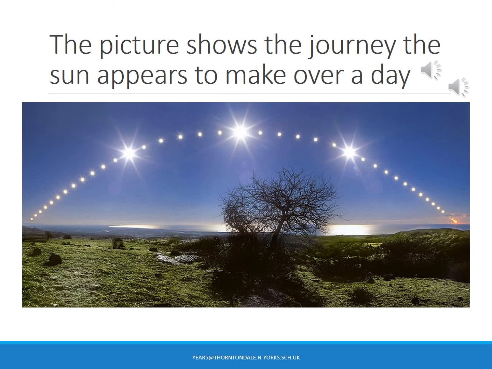The sun appears to move across the sky, however the sun is not moving at all. It is actually Earth which is moving. So Earth rotates once every 24 hours on its axis, and this rotation is what makes the sun appear to move in the sky. But it's really important that we understand that the sun doesn't actually move.